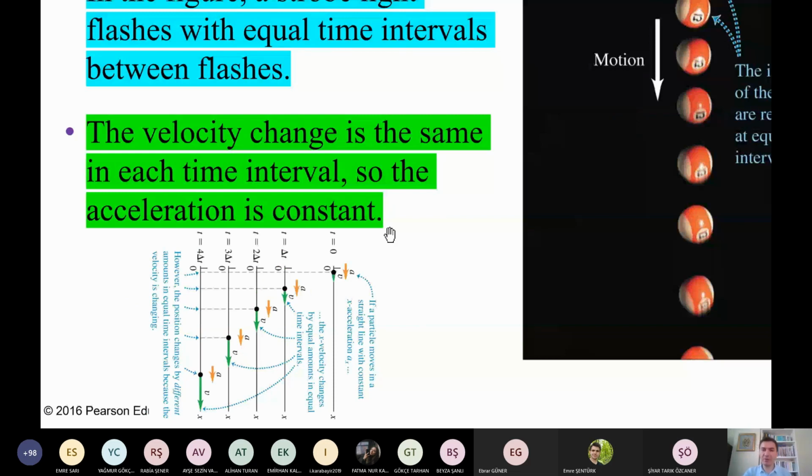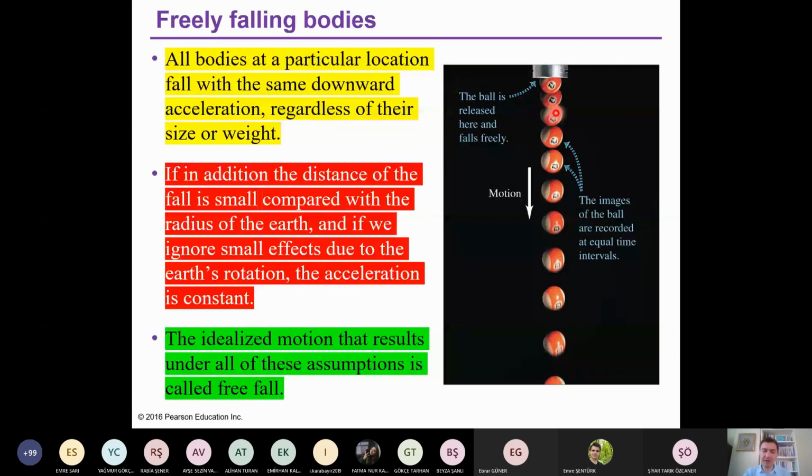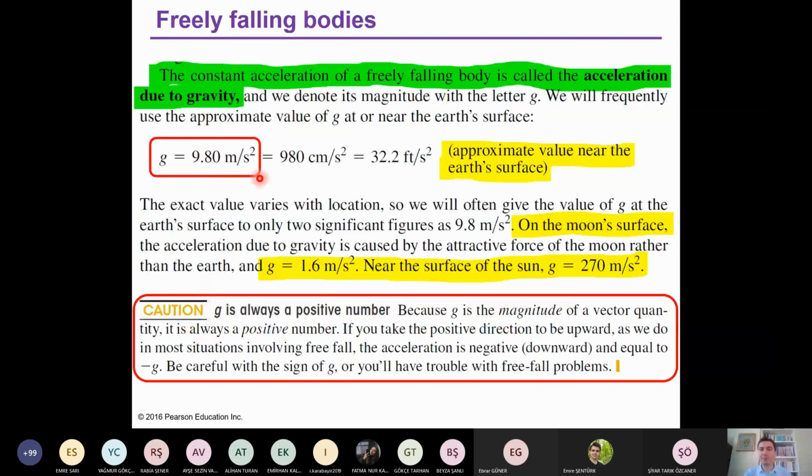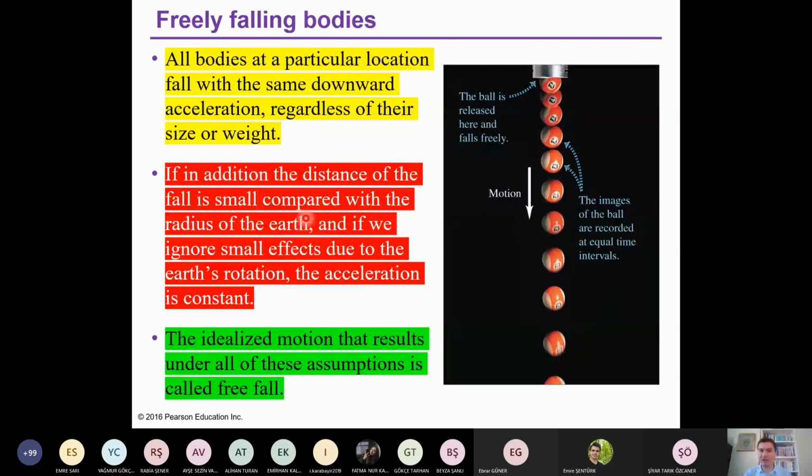Okay, so now let me go into detail. Maybe I should tell you about the acceleration here. What is the source of acceleration? The source of acceleration in free fall is gravity. But what about gravity? Is it constant or not? From high school, you know that gravity is given by 9.8 meters per square second, right? This g. Actually, we consider that it is constant if, in addition, the distance of the fall is small compared with the radius of the Earth.